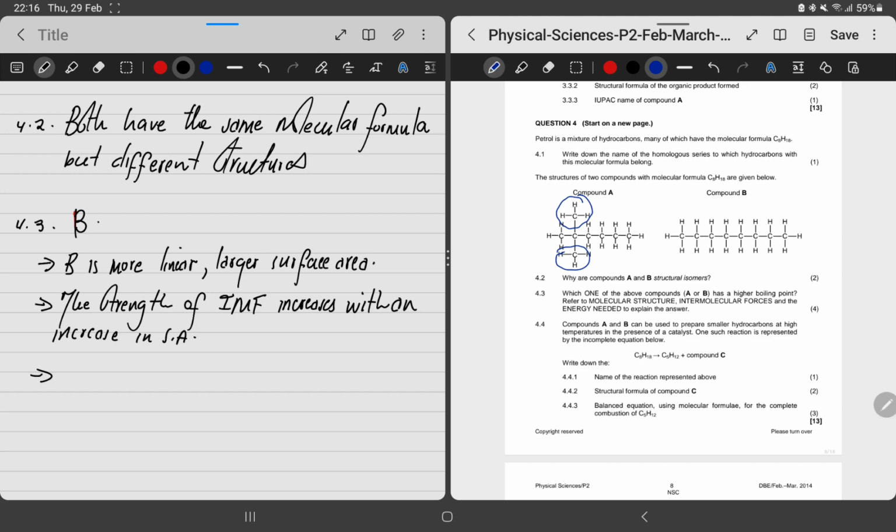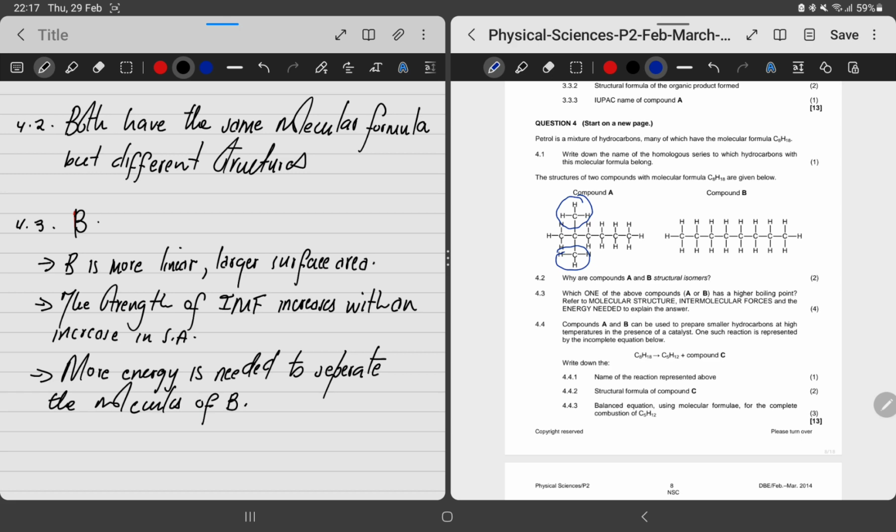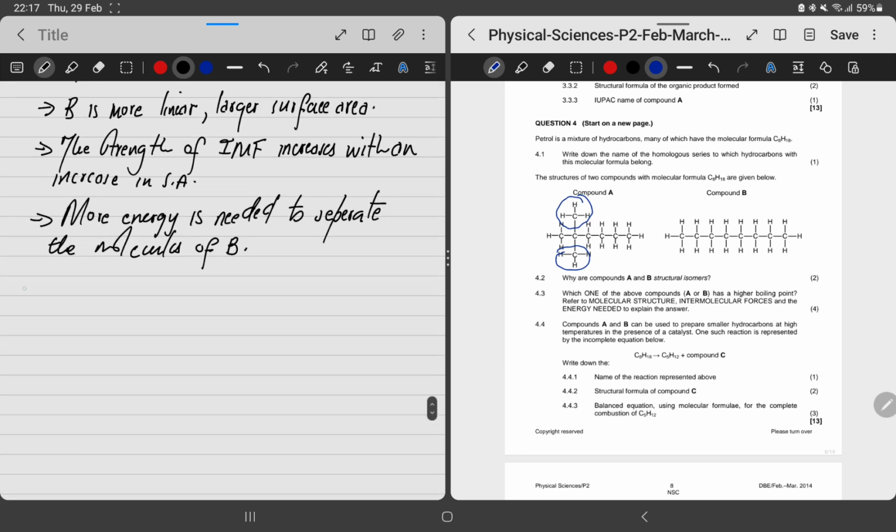And then this means that more energy is needed to separate the molecules of B. Done. Now we are moving to 4.4.1. Okay, to 4.4. Compounds A and B can be used to prepare smaller hydrocarbons at high temperatures.